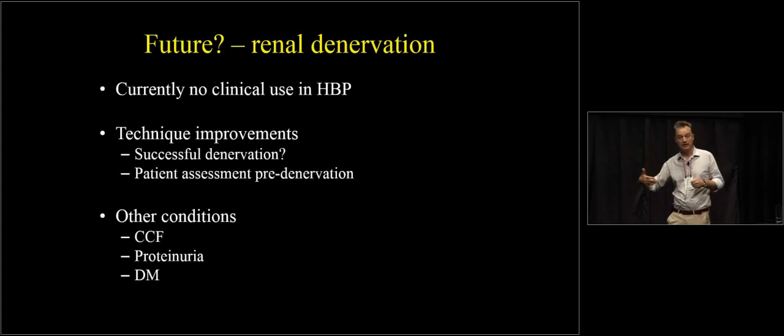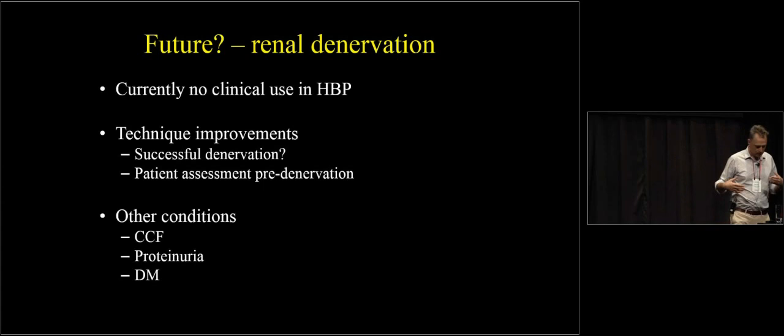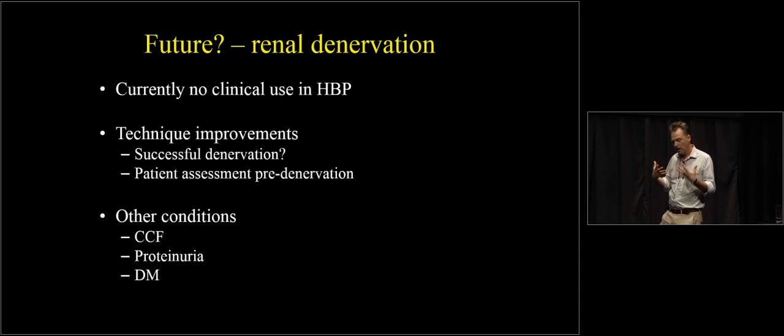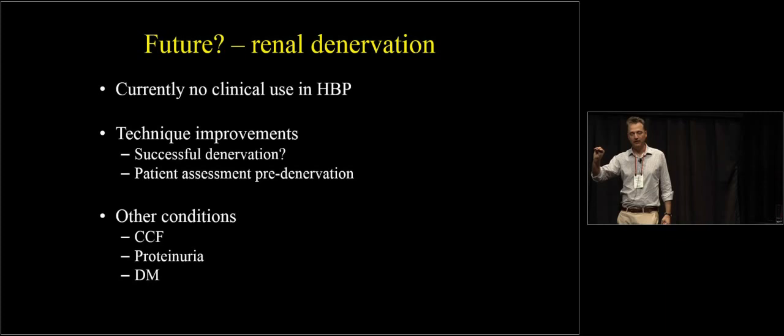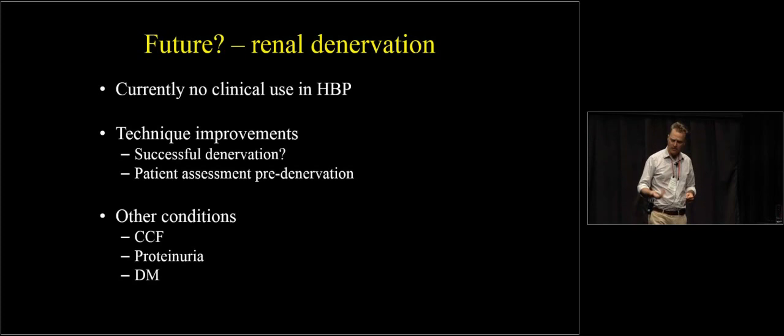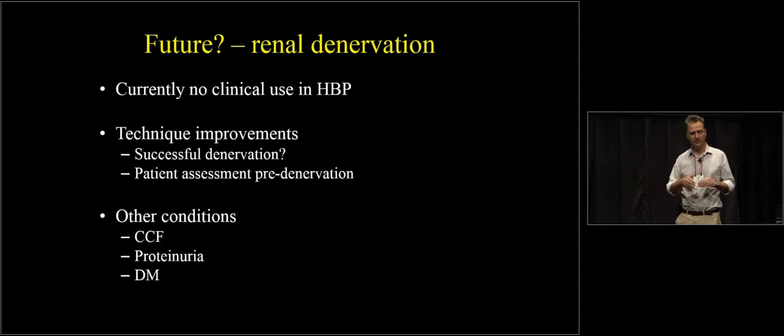Alternatively, there may be other demographics in patients that we can't yet measure that might allow us to define who might benefit from renal denervation. At the moment, it's all comers, and clearly that doesn't work. But there may be a way of trying to define who has over-sympathetic activity. We can't do that at the moment, but there may be developments in the future.